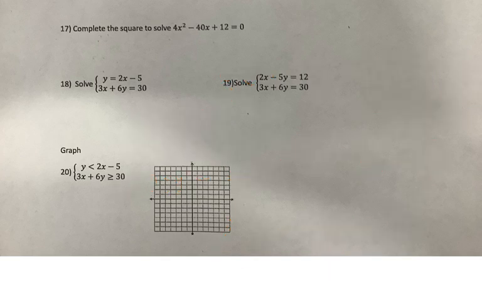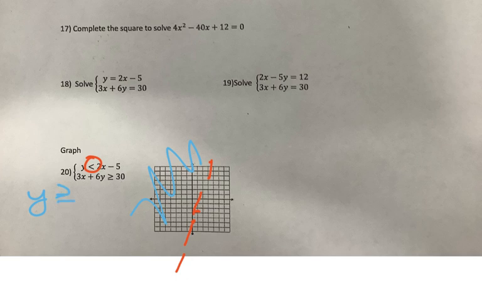These here, so y is less than 2x minus 5, so it's a linear one, so negative 5. So I think this is negative 5. It's hard to tell here. 1, 2, 3, negative 5, and it's a dotted line. I'm going to go up 2 and over 1, and dot, dot, dot, dot, dot. It's greater than, so it's going to be this side. The other one we can't trust, so we're going to solve for y.